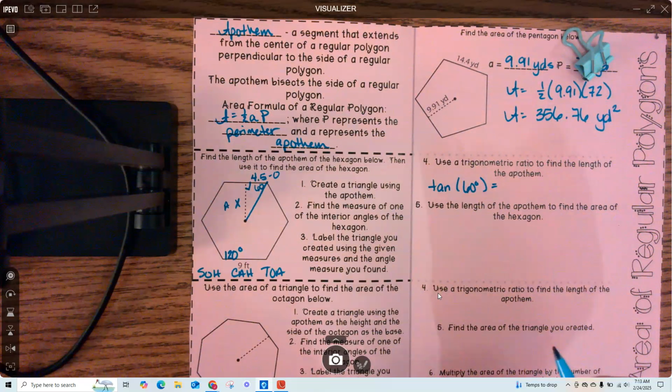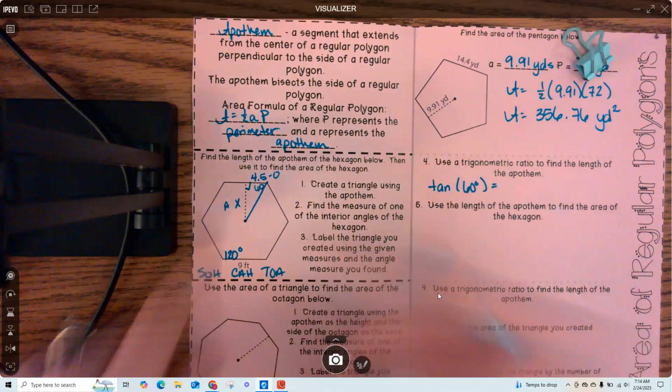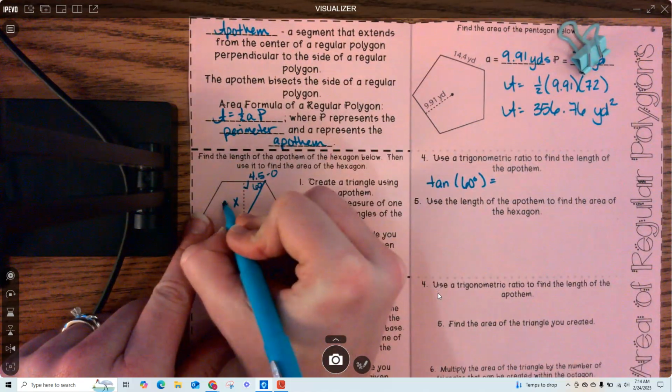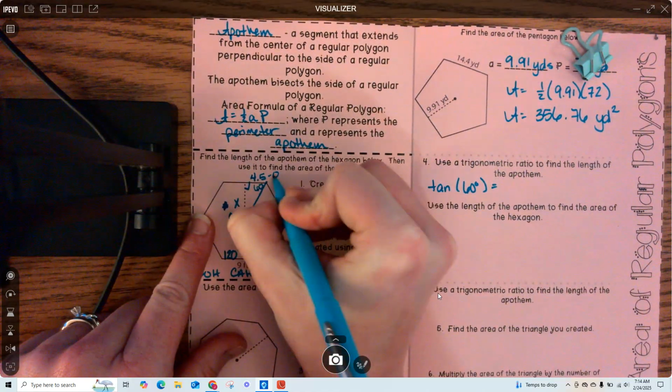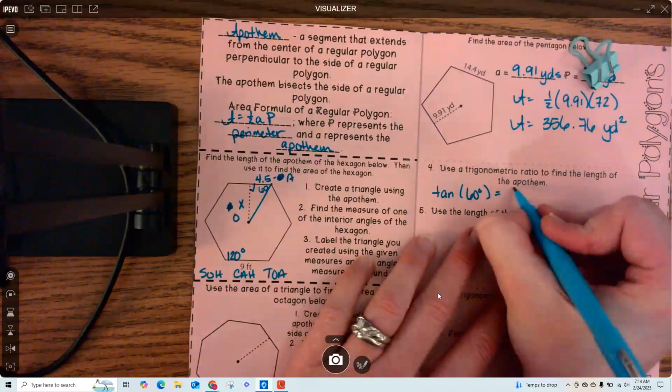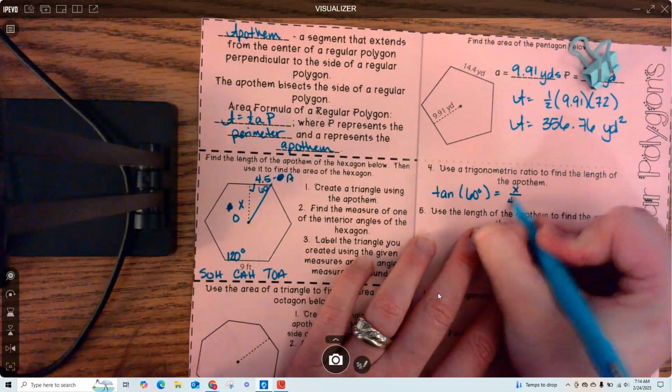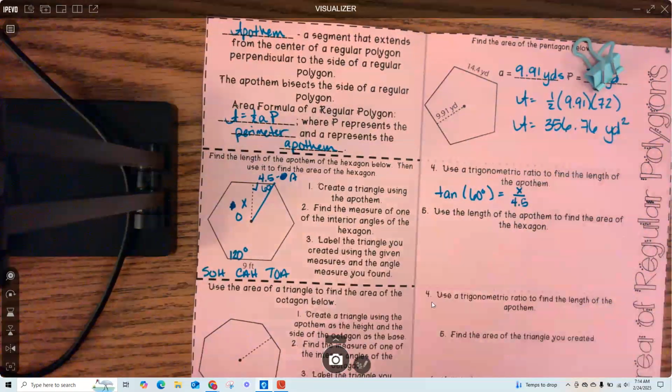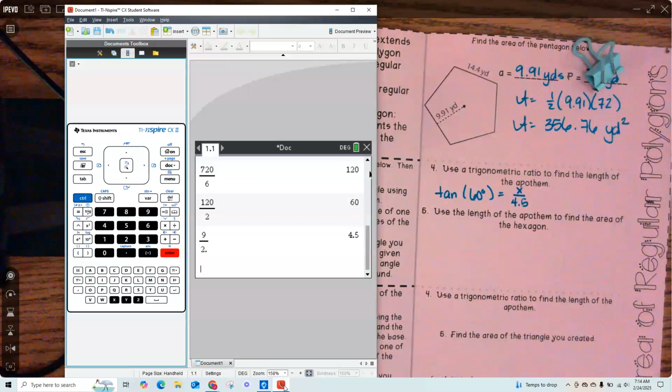Oh, I did that backwards. I did. This is opposite, I'm sorry. That's opposite the 60-degree angle. This is the adjacent side. Opposite over adjacent. All right, to solve this, let's try menu 3-1. Tan of 60 degrees. Make sure that your calculator is in degrees when you do these.